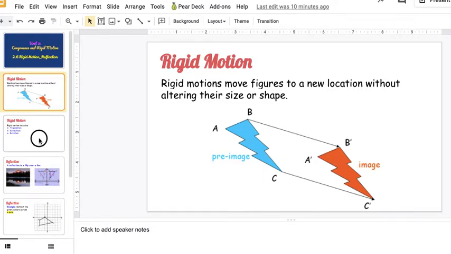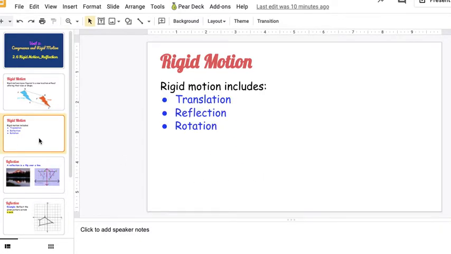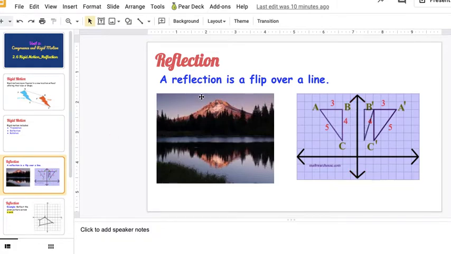And also, as I mentioned before, rigid motion has three kinds. Last lesson we talked about translation. Today we are going to focus on reflection. Let's check what reflection means. Reflection, in simple words, is just a flip over a line.